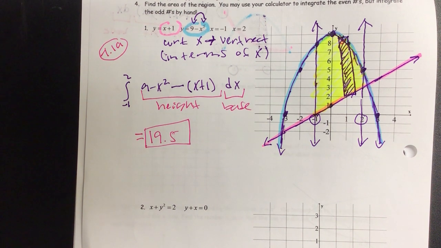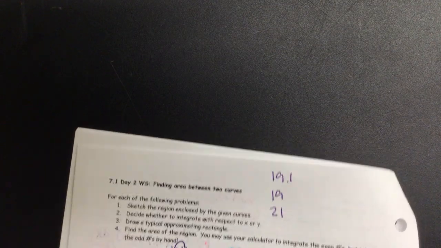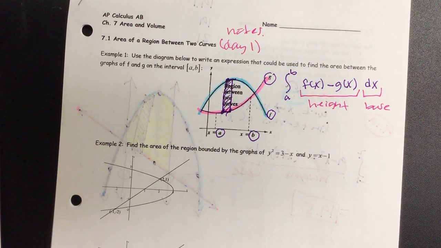All right, now let's do one that's going to be with respect to y. So if with respect to x is top minus the bottom, what can we conclude about with respect to y? Bottom minus top? The right minus the left. Okay, so on the back, I want to look at example 2.